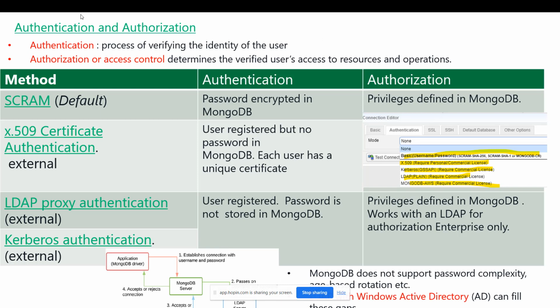Let's talk about authentication. So what is authentication? Authentication is the process of verifying the identity of the user. Authorization, or access control, determines what the user has access to in terms of operations. So we talk about the methods.